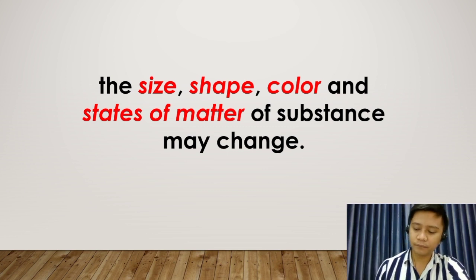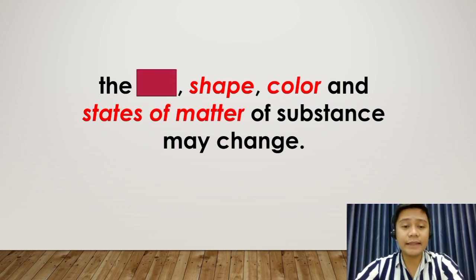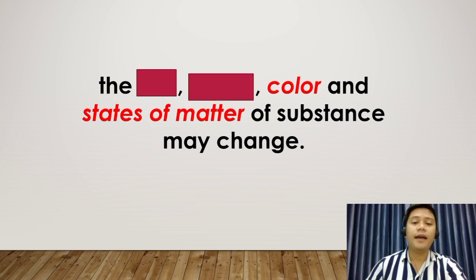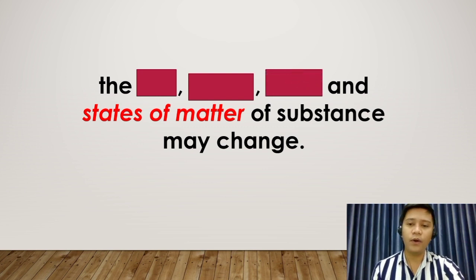So first one, let's start with size. Now, can you spell size? S-I-Z-E. Very good. Size. Now spell shape. S-H-A-P-E. Shape. Very good. Next, spell color. C-O-L-O-R. And then this one, the fourth one, you don't need to spell out, just say it. States of matter. Ready? States of matter. Very good.